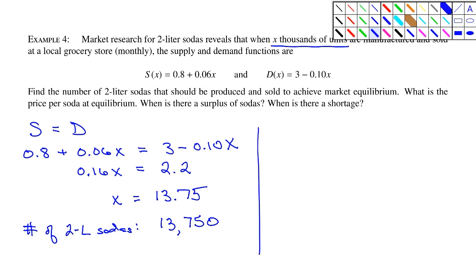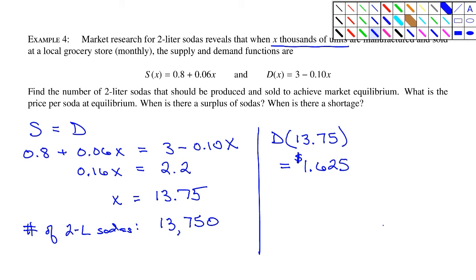And then to determine what the equilibrium price is, we plug it in. Now, at equilibrium, the supply and the demand produce the same price. So I can choose either one. I will choose the demand. And you have to plug in the X value, not the actual quantity, because of the way that the functions are set up. And that is $1.625. So it's about $1.63. And we'll just leave it like that. That's fine.